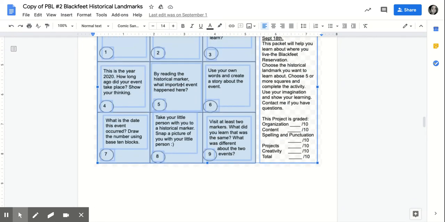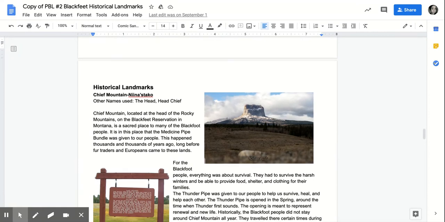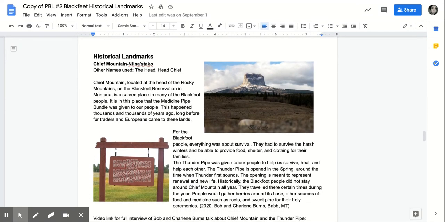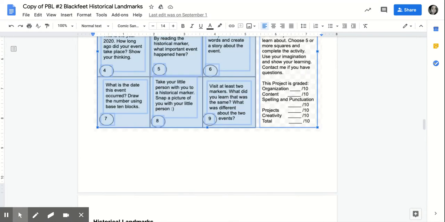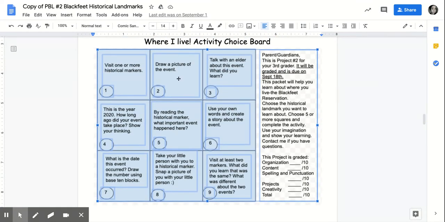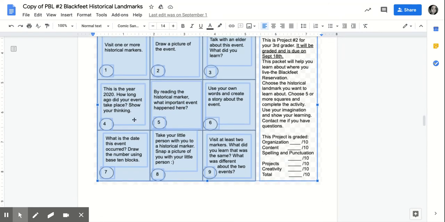You can draw a picture of the event. So say you have somebody read to you the historical landmark of Chief Mountain, Stucco. You can have an adult read it to you, or you can read it for yourself. And then you can do that number 2 activity of where you draw a picture of what happened there. Another activity you can do is to talk with an elder or somebody that knows about one of the events that are listed below, and then share what you learned. You can choose to write down what you learned from them, or you can draw a picture of what you learned from them.